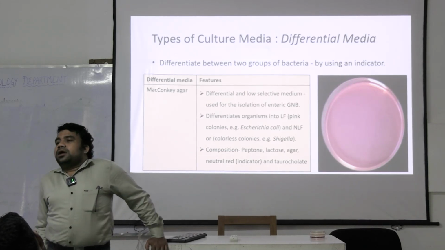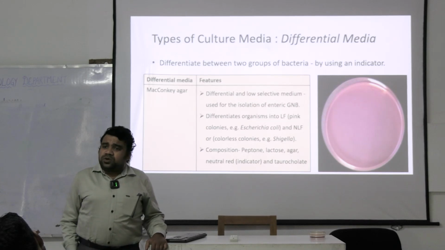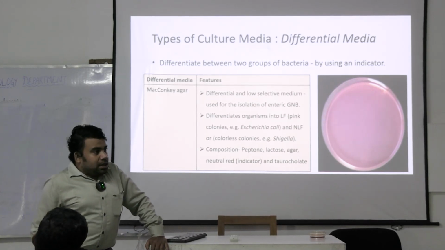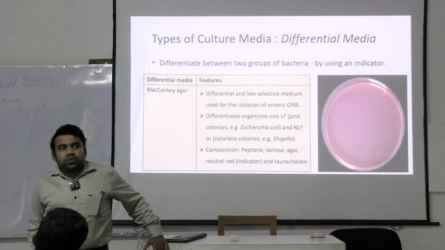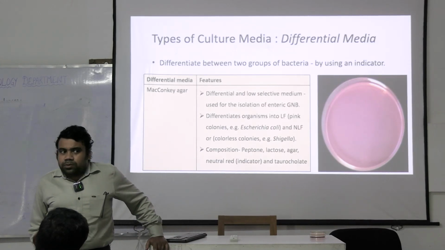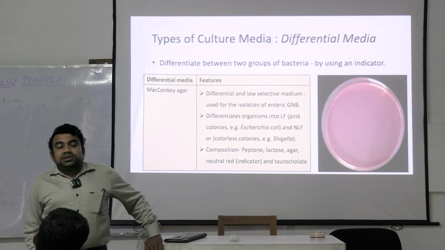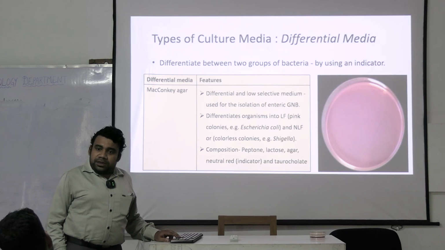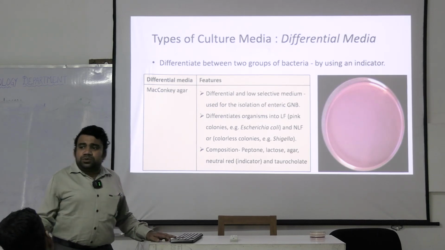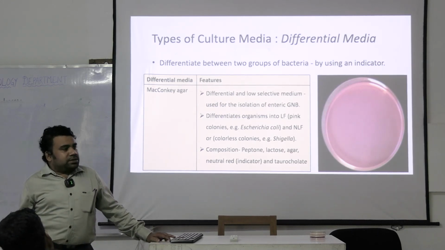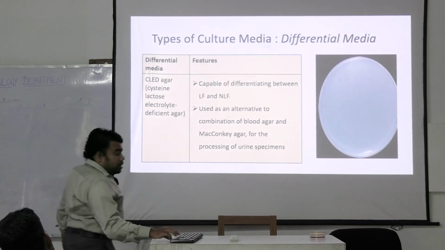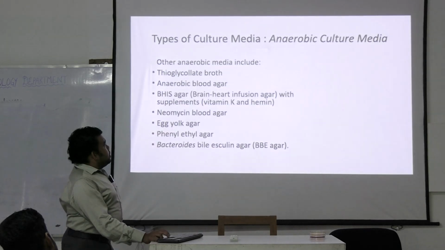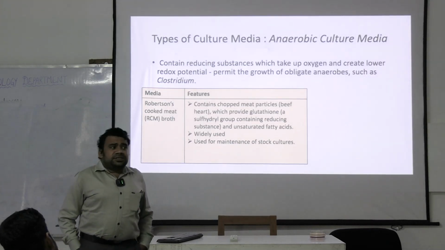What happens is that the bacteria which is able to utilize lactose will form lactic acid. The lactic acid will change the pH and the indicator will give color. But if a bacteria cannot utilize lactose, what will happen? There will be no acidic environment, there will be no change in color. Thus, we can easily differentiate which bacteria is lactose fermenting and which is lactose non-fermenting. Similarly, based on other metabolic elements, we may have used other agars as differential media.